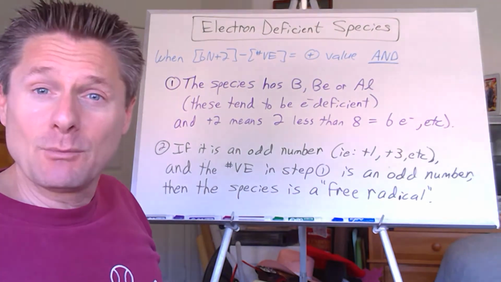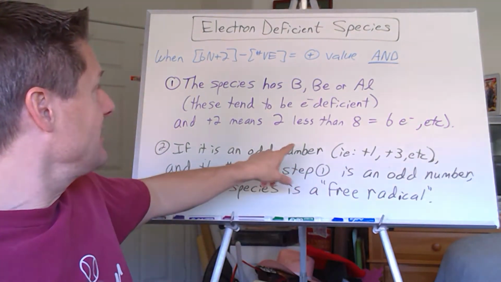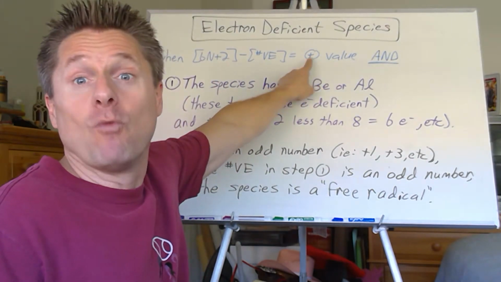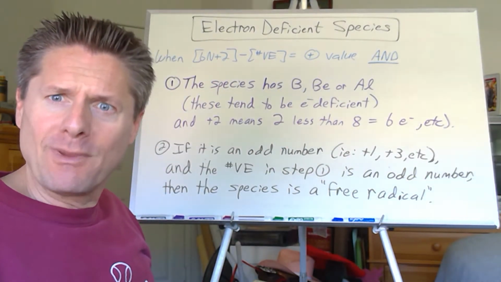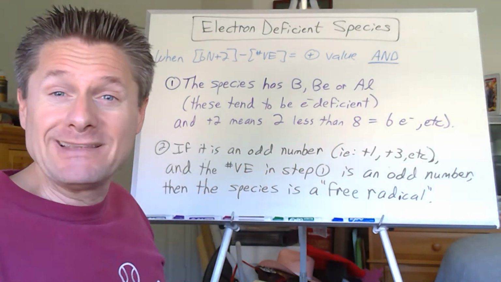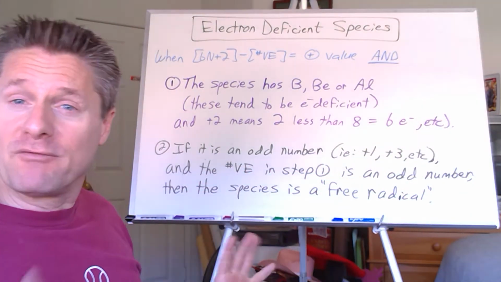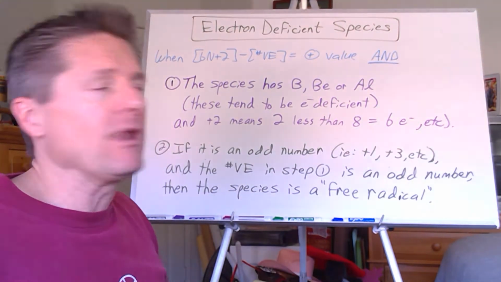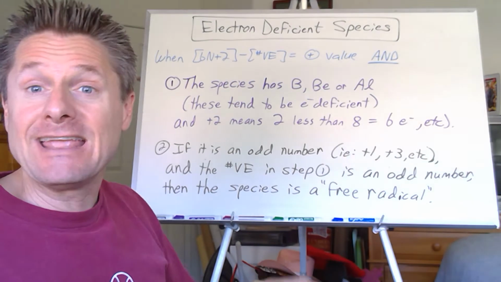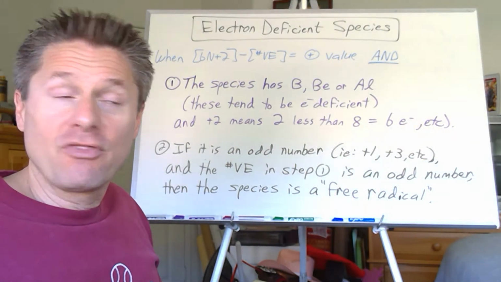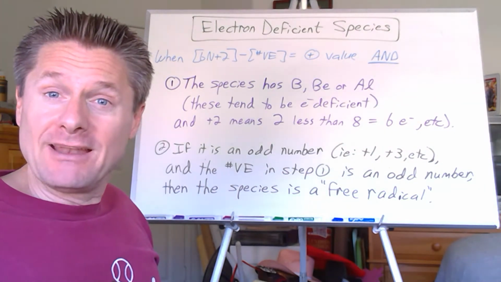The other possible situation for an electron deficient species is that you have an odd number here, like a positive 1 or a positive 3. You're like, whoa, we've never run into that yet. And the total number of valence electrons for that species is odd. Every example we've done, if you look at step 1, they've always been an even number, 40, 38, 12, 18. But what if it was 17 or 21 or 7 or 13? We've never run into that.